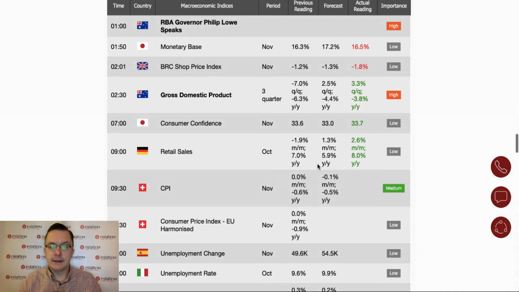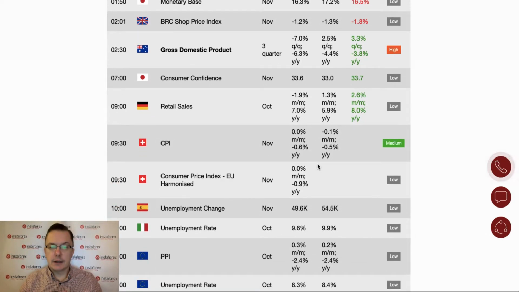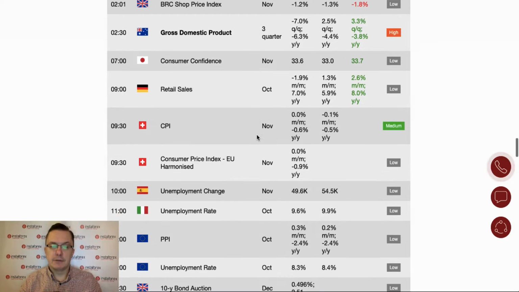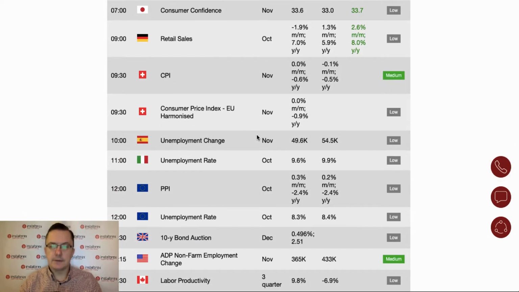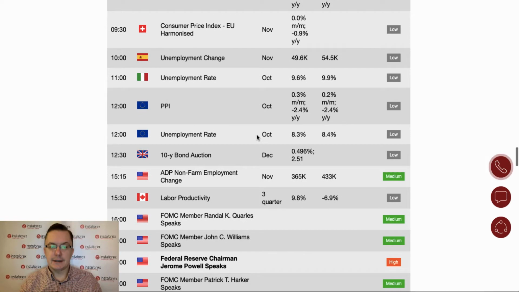impacted the charts. We got some data from the German retail sales, but they are not that much important. But as you can see, they are jumping a little bit higher, 2.6% versus the expected 1.3%, and better than the month of October reading of minus 1.9%. So very nice data from Germany.